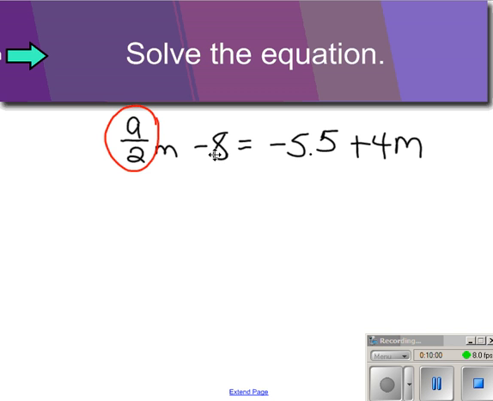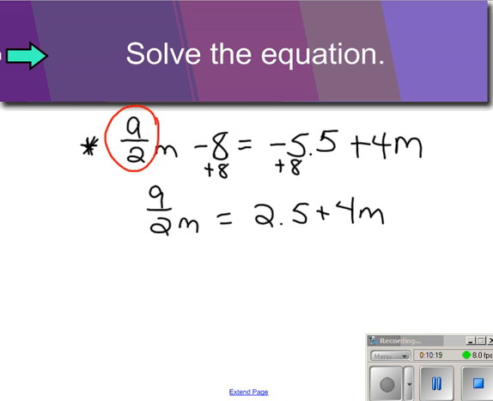One of the things I would do is I would leave this side as the side I'm going to keep my variable on. So I want to isolate my variable on this side. To do that, I'm going to keep my 9/2 m, and I'm going to add an 8 to both sides. So that is going to equal 2.5 plus 4m. Okay? Now, I could do one of two things. One of the things I could do here is I could subtract both sides by 4m. To subtract both sides by 4m, I would have 9/2 m minus 4m, and I would do 9/2 minus 4, and I would figure out that.